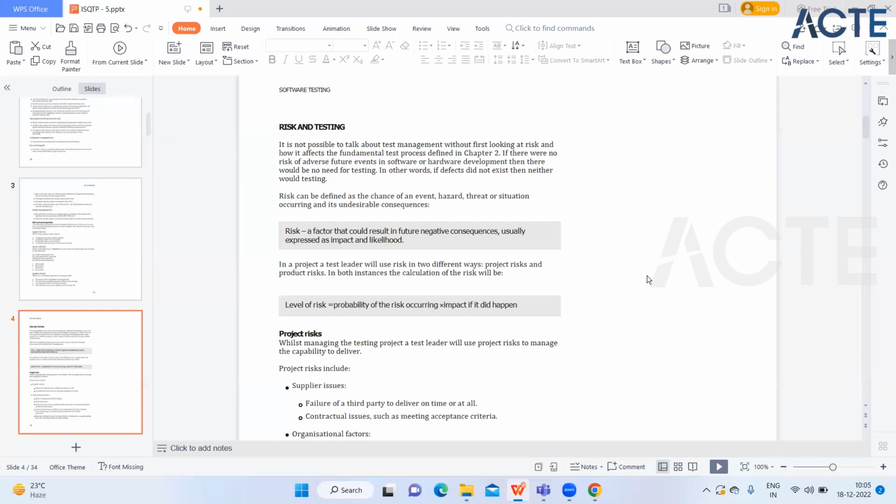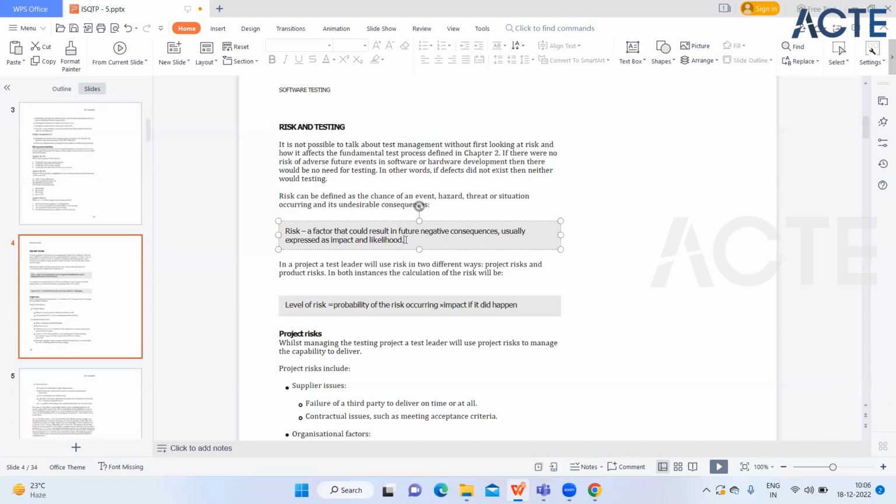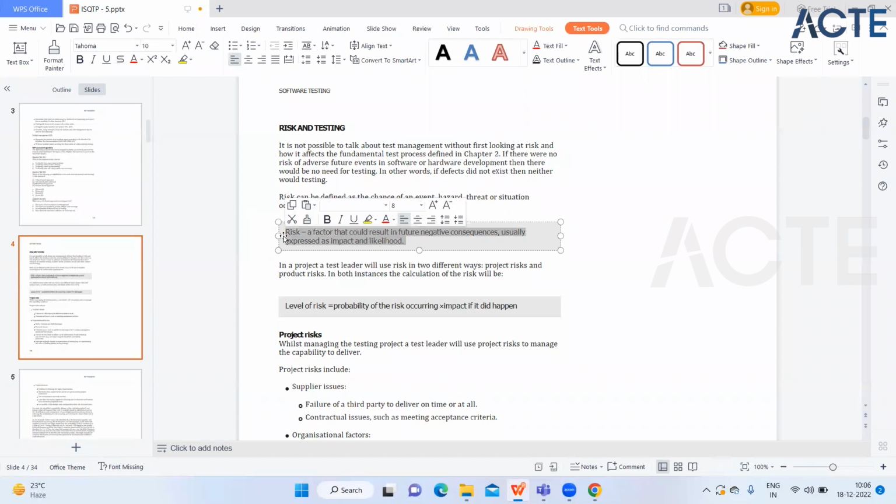And they are saying it is very important to identify the risk. So in this chapter mainly we'll see where risk will come, at what points we have to consider what percentage of risk, and how we are going to manage this in the future activities for that project. Risk can be identified as a chance of an event, hazard, threat, or situation occurring and its undesirable consequences. So just remember this, what is risk in terms of ISTQB.